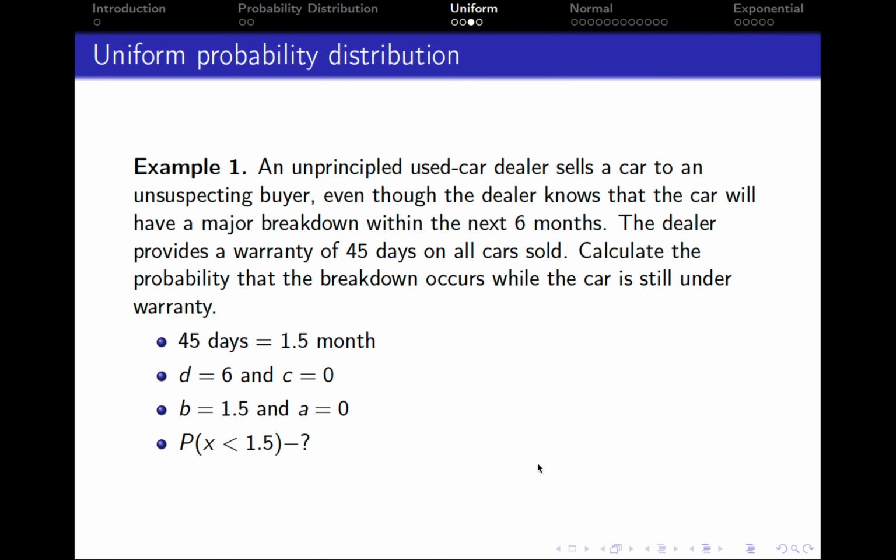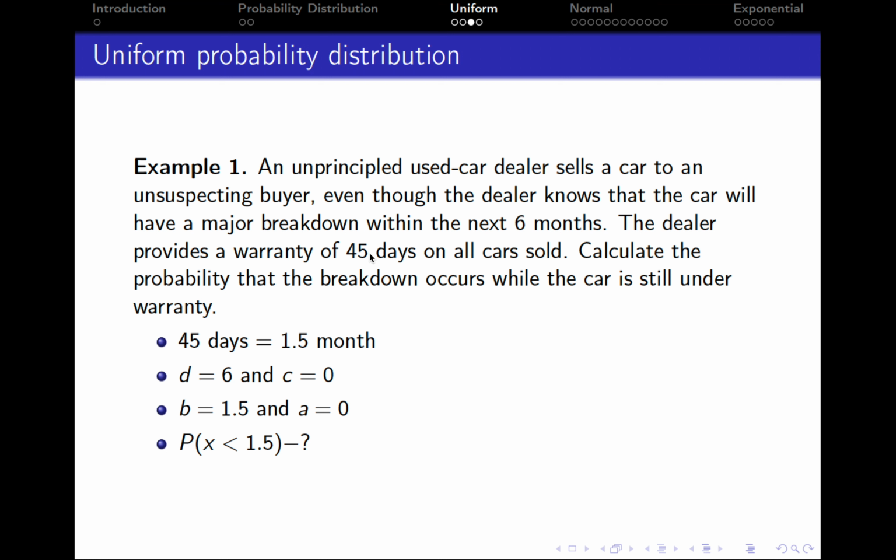So let's have a look at the example. An unprincipled used car dealer sells a car to an unsuspecting buyer, even though the dealer knows that the car will have a major breakdown within the next 6 months. So we know that the car will break down within 6 months. The dealer provides a warranty of 45 days on all cars sold. Calculate the probability that the breakdown occurs while the car is still under warranty.